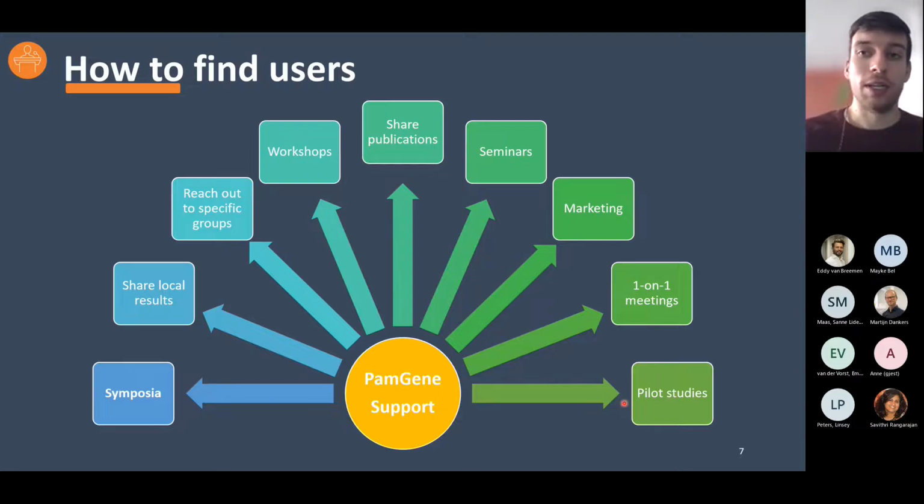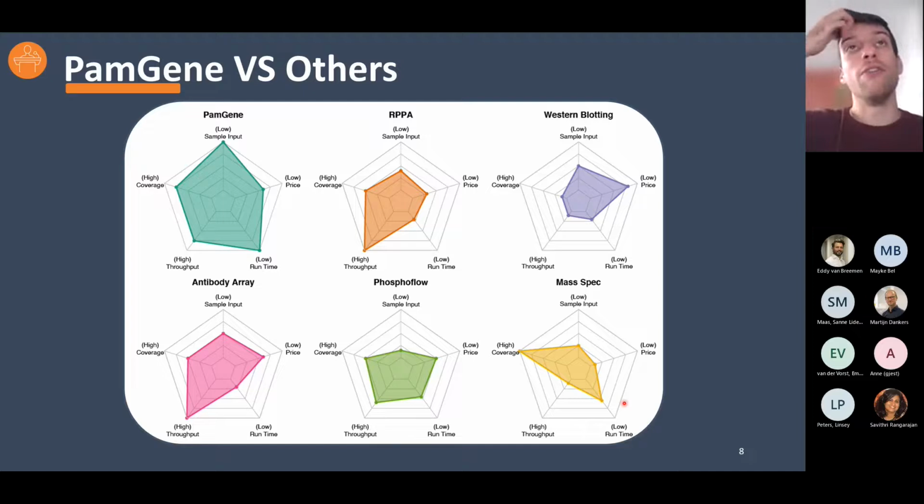What we found also important is to compare our technology versus some other technologies. In this case, we compared it to reverse protein arrays, so the RPPA, Western blotting, which is a staple of any molecular biology or any biology lab really, antibody arrays, phosphoflow, so flow cytometric analysis of phosphoproteins, as well as mass spec, or in this case, phosphoproteomics.